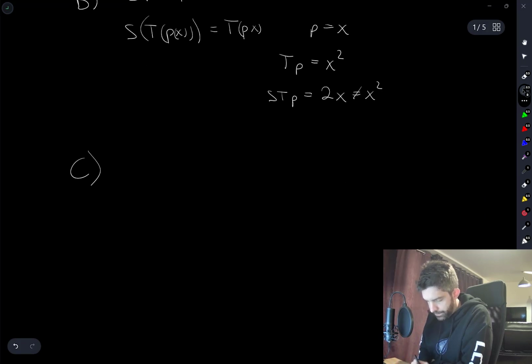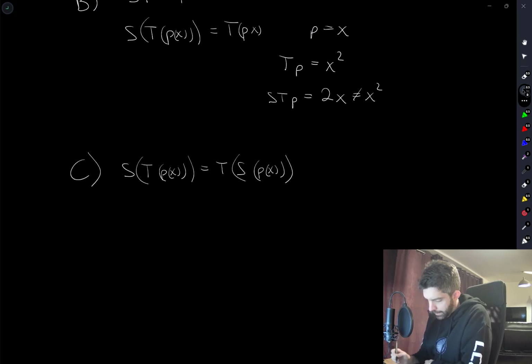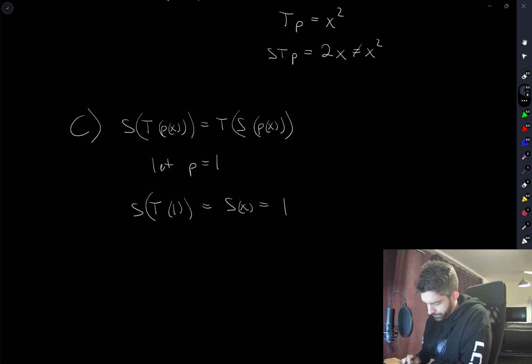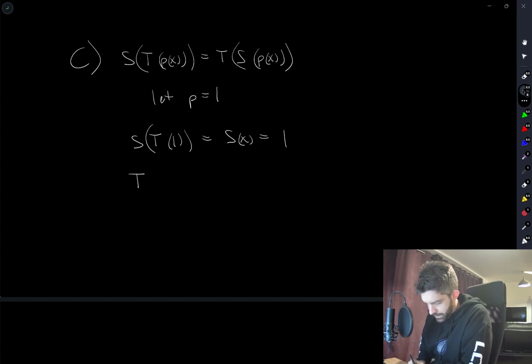Okay, and C, ST is equal to TS. I can let P be equal to 1 again, right? Then ST of 1 is equal to S of x, which is equal to 1, but T of S of P of 1, this is equal to T of 0, which is equal to 0. So these are not equal.